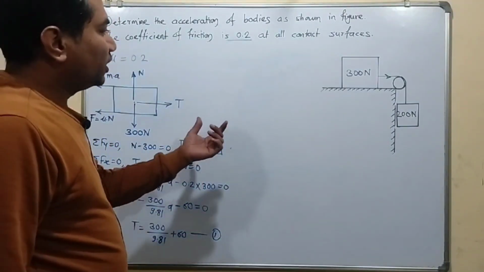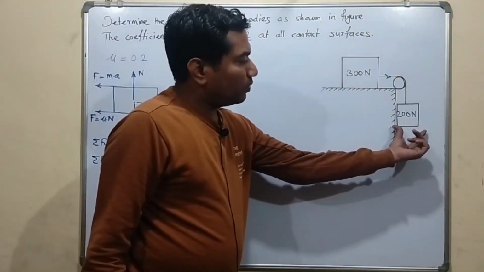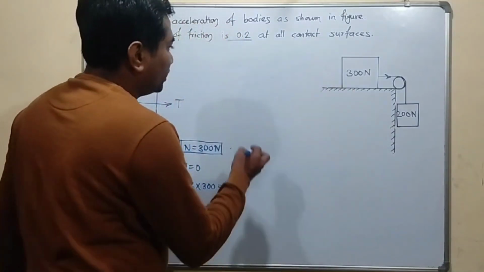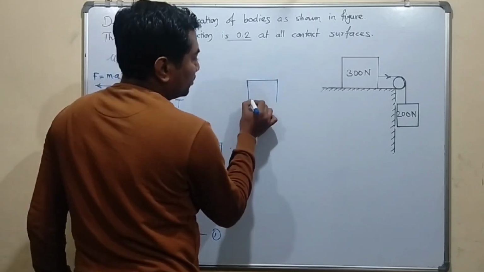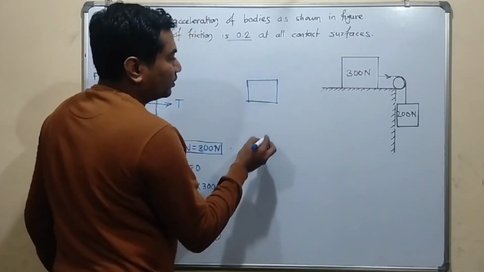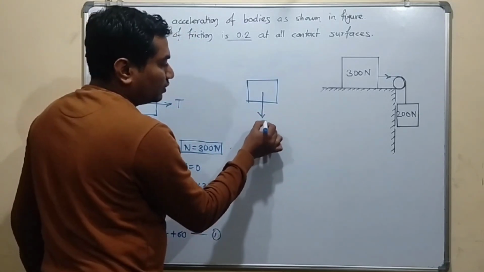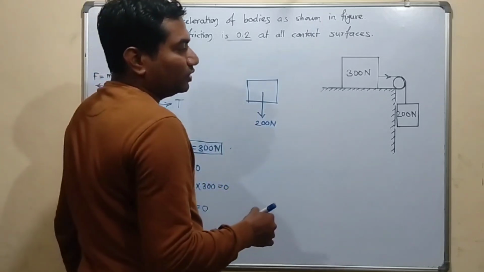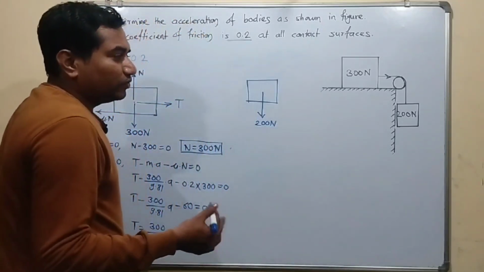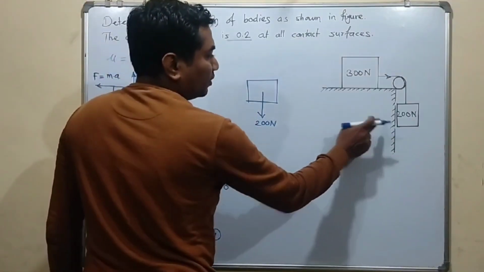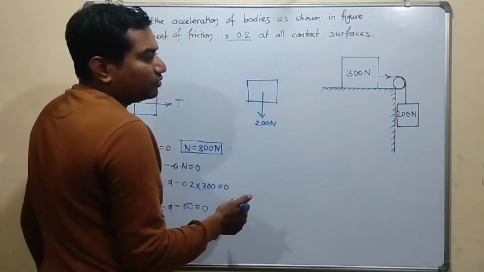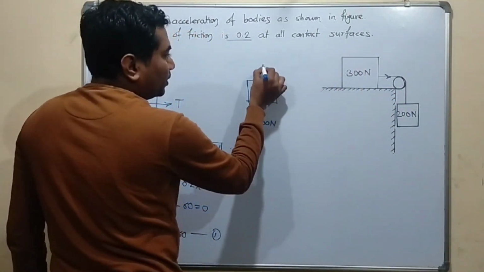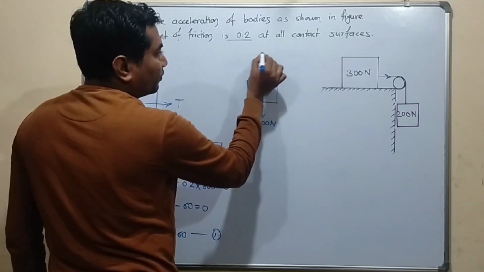Now we will draw the free body diagram of the second block. This block is not touching the vertical surface, so there will not be any frictional forces. It is 200 Newton, so the self weight is acting vertically downward, that is 200 Newton. There will not be any normal reaction because it is not resting on any surface or in contact with the vertical surface. But it is hanging from the rope, so there is a tension in the rope, and the tension is vertically upward, T.